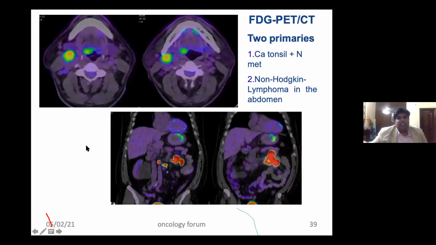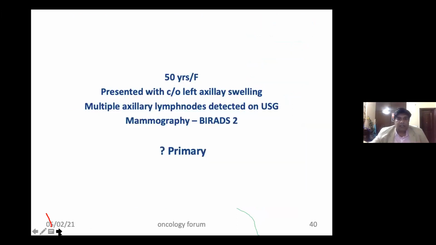This is another interesting case. It's a case of carcinoma of the right tonsil with lymph node metastasis. Simultaneously, there's a synchronous second primary, NHL, with abdominal lymph nodes in the same patient. So this is the usefulness of whole body scan in patients of even head and neck cancers. So we can discuss more cases.